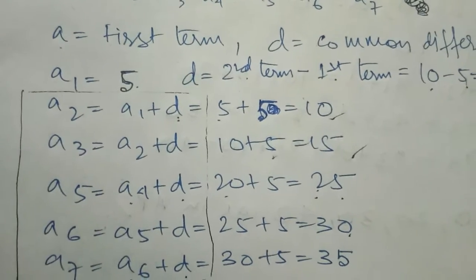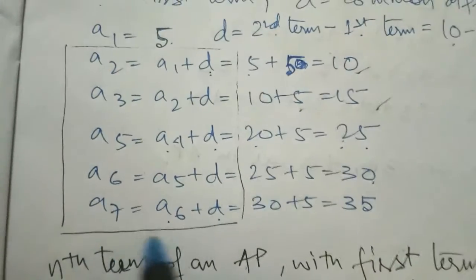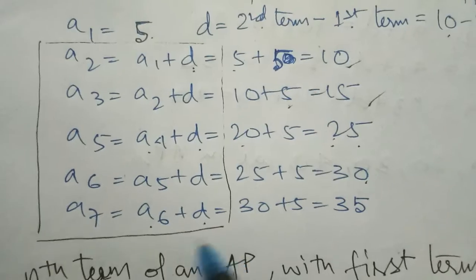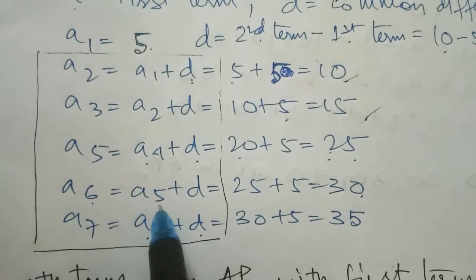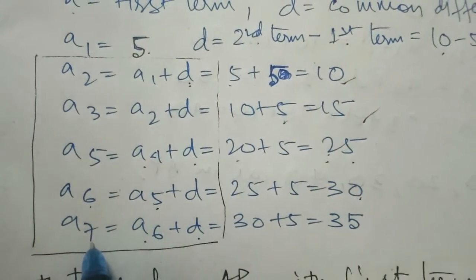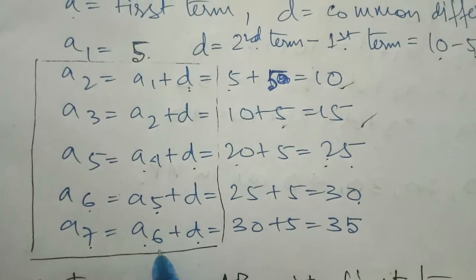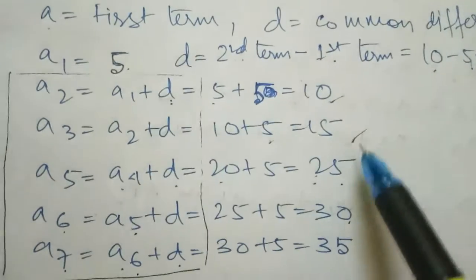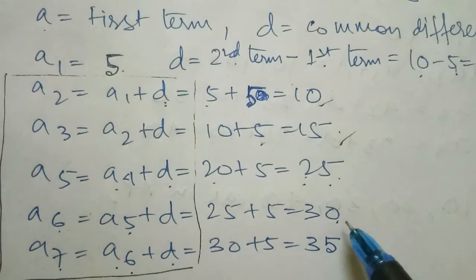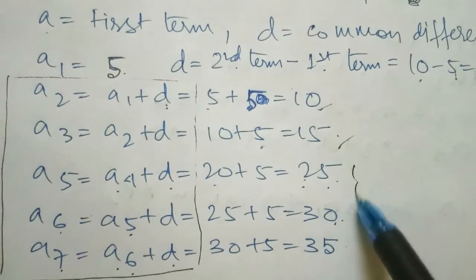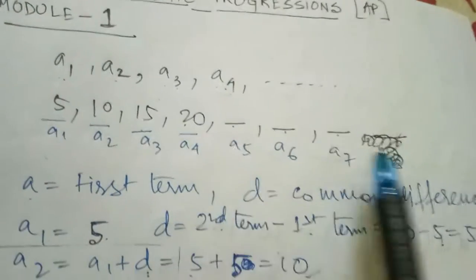Now if A8 is asked, then it will be A7 plus D. Always, if it is the 6th term, one number will be less. Now we have got the values 15, 25, 30 and 30. These are the numbers I already told you by seeing the sequence.